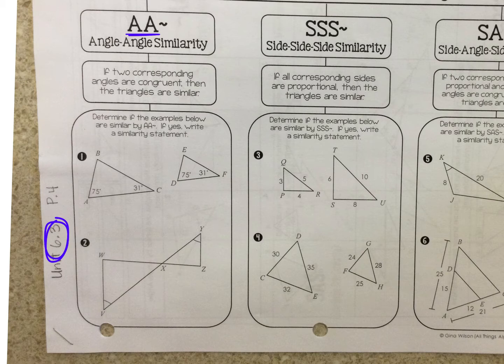When we have two corresponding angles that are congruent, then the triangles are similar. So I have a 75 and a 75 and a 31 and a 31. Well, that's the same. So I'm going to say that triangle ACB is similar to triangle DFE. And I have to do it in the same order. I went from 1 to 2 to nothing, 1 to nothing. If you don't do it in the same order, it's not right.